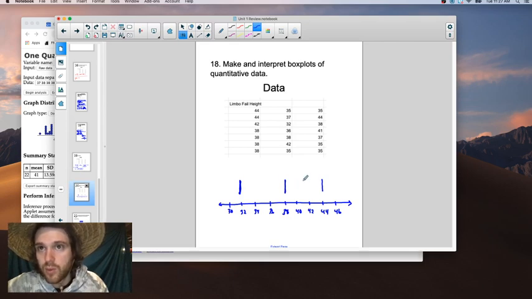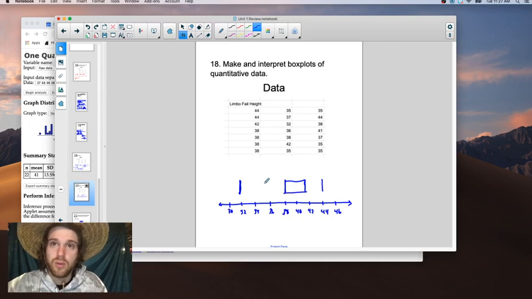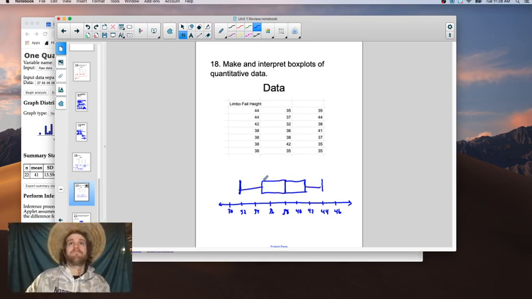Q3 is 41.5. So there's 41. I'm going to go over just a smidge and then complete the right side of my box. And then Q1 is 35, which is right there. Complete this side of my box and the dots. That's how you do a box plot.